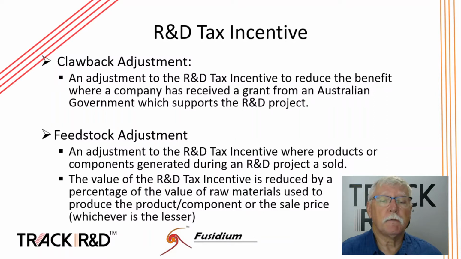Under this rule, the value of the R&D tax incentive is reduced by a percentage of the value of either the raw materials used in producing the product or the price of the product when sold, whichever is lesser. Again, the feedstock adjustment does not negate the benefit of claiming the R&D tax incentive for eligible R&D activities.